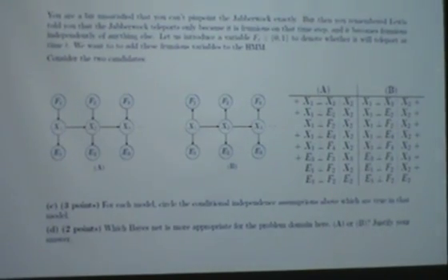You were a bit unsatisfied that you can't pinpoint the Jabberwock exactly, but then you remembered Lewis told you the Jabberwock teleports only because it is Frumious on that time step, and it becomes Frumious independently of anything else. What did you just call it? Frumious. Do you know what that means? I don't know what it means. You're the one with the PhD.